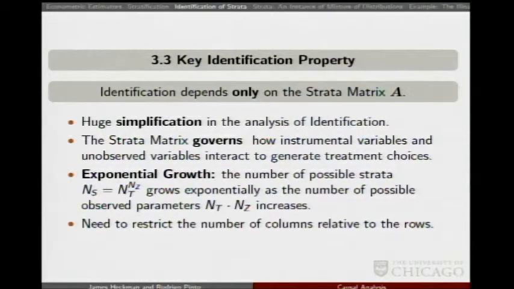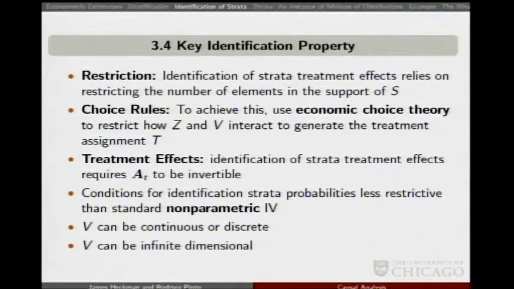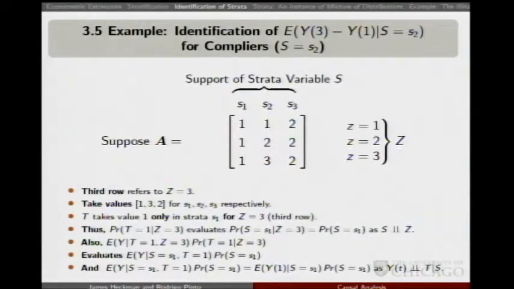So the idea is then to restrict the rule. Here we're going to use economic choice theory to restrict how Z and V interact to generate the treatment assignment. And again, I stress that right now I haven't had to put any particular structure on those f functions, other than that they be functions, and I haven't had to talk about the dimensionality or the continuity or discreteness of the V. I guess I'm running out of time. I've just set up my notation, so maybe I can leave you with a nice notation that's maybe completely useless.